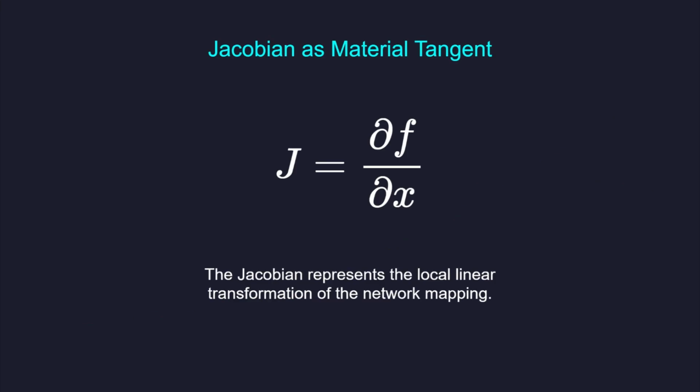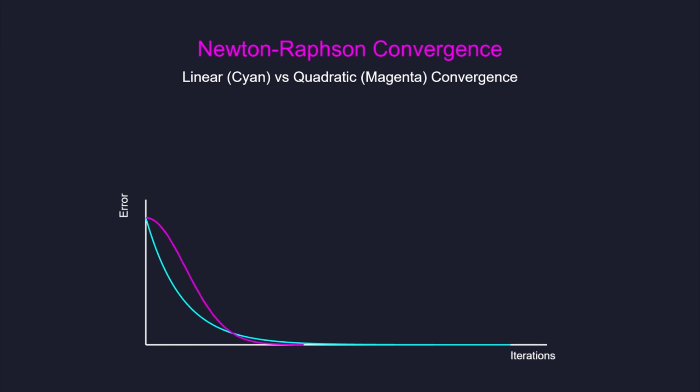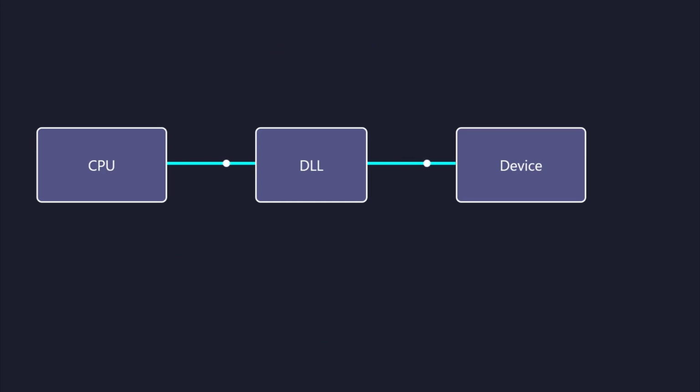The Jacobian of the neural network is the material tangent. Evaluate this through backpropagation of the identity matrix. This is more computationally efficient than central difference methods and provides the quadratic convergence rates required for Newton-Raphson solvers.